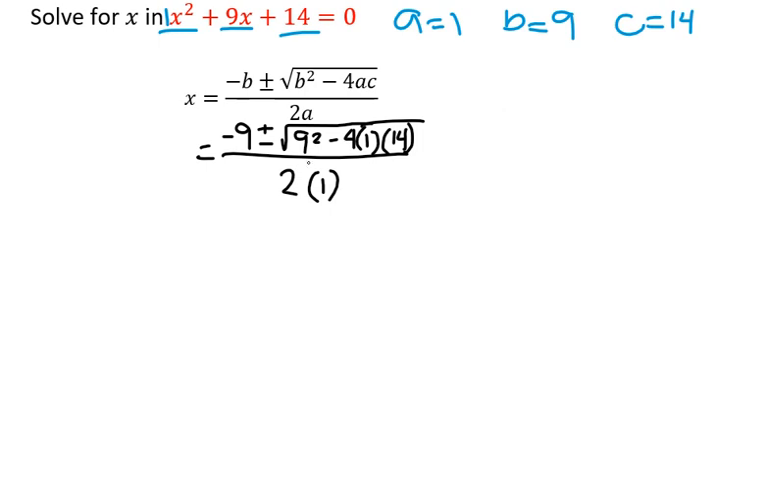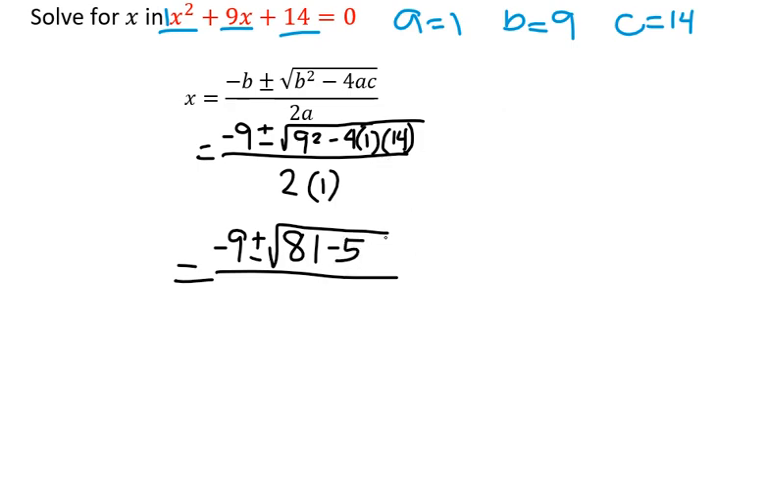Unahin natin yung nasa loob ng radical. So, negative 9, positive, negative. And 9 square is 9 times 9. And 9 times 9 is 81. Minus 4 times 1, 4. 4 times 14, 56. Over 2 times 1, yan ay 2.